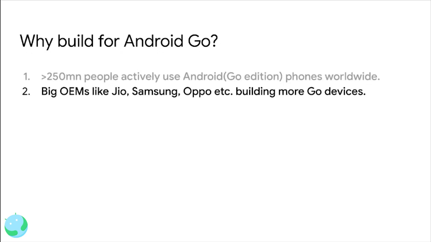Big OEMs, we have Jio, Samsung, Oppo. These are building Go devices, because again, you might have seen the Jio phone next. If you haven't seen, you can just go and Google it. They are building these affordable devices just to make everyone. They have the motto of building for billions, and this is how they are. They want everyone to use smartphones, or to use the technology around them.